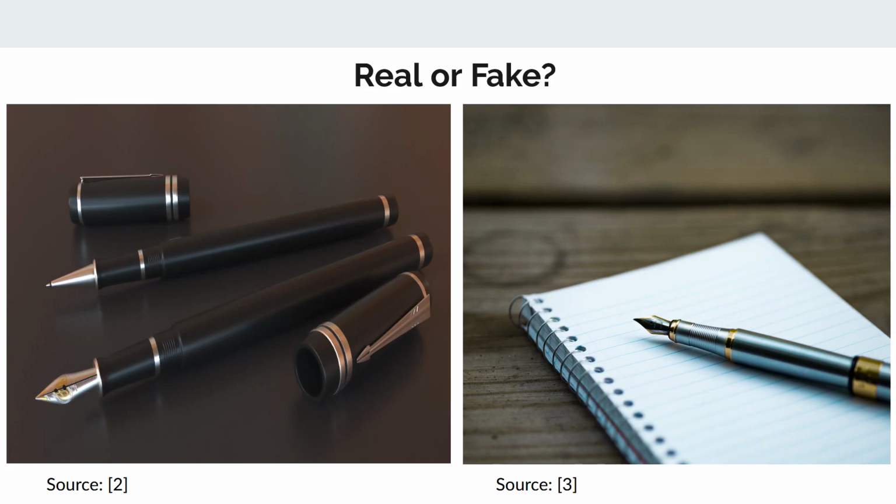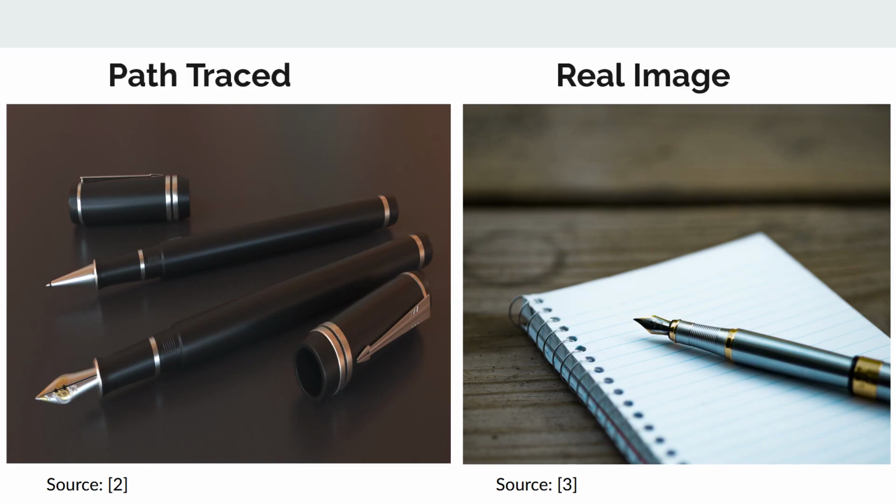Had some time to think? Let's take a look and see which one was real and which one was fake. As you can see, the image on the left is path traced, where the image on the right is a real image. As you can tell, the path tracing does a really good job in handling shadows and reflections, making it look pretty darn hard to distinguish from that real image on the right. Let's look at another set of images.